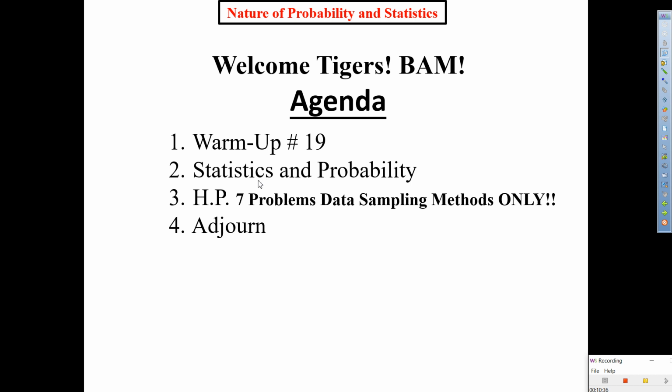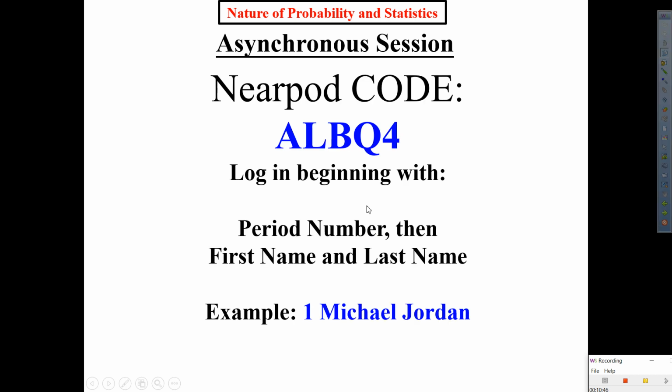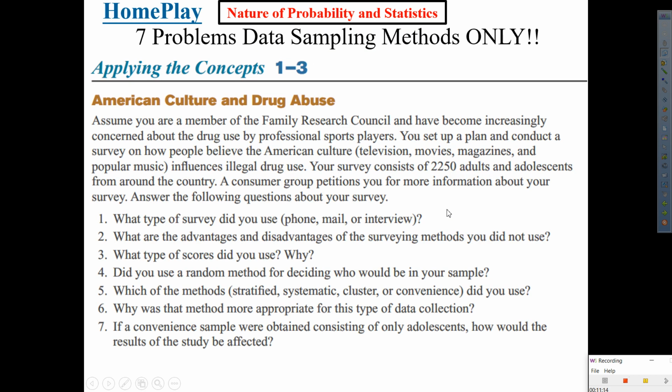So once again, warm-up number 19, stats and probability. Tonight's homework, 7 problems, data sampling methods. QR code, the Nearpod code, ALBQ4. Write that down, please. You can get your homework. ALBQ4. All right, and for the homework, when you get to the problems, instead of writing out the situation and the question, just write me the answers for each number, okay? All right, there are the 7 problems. Make sure you get to those tonight.